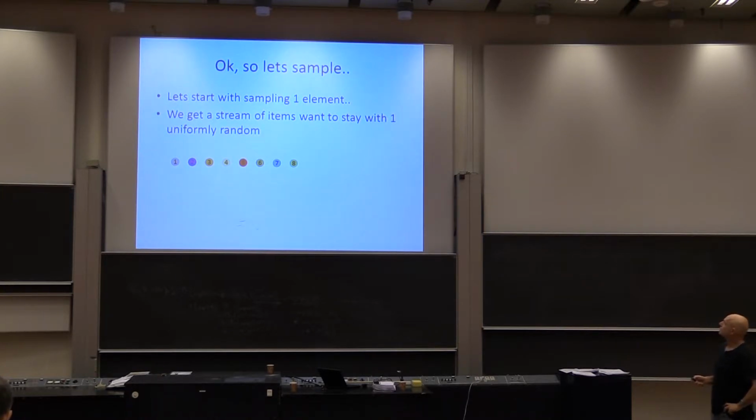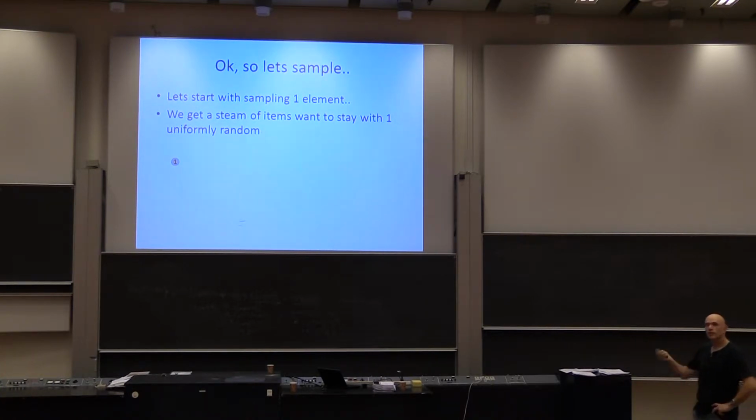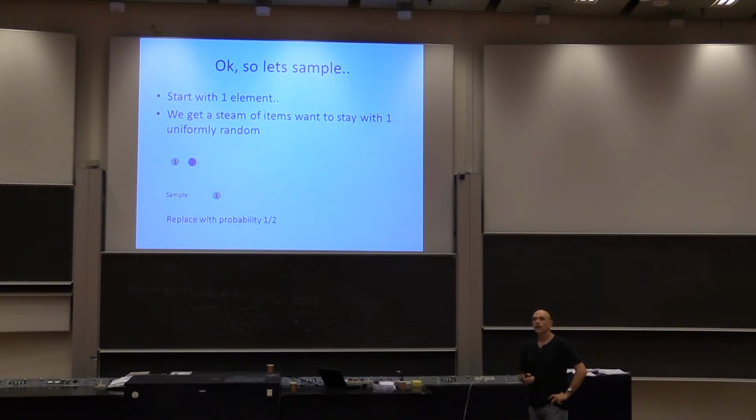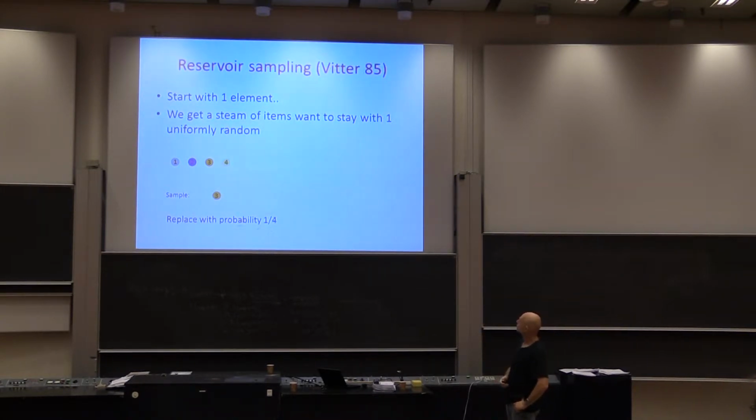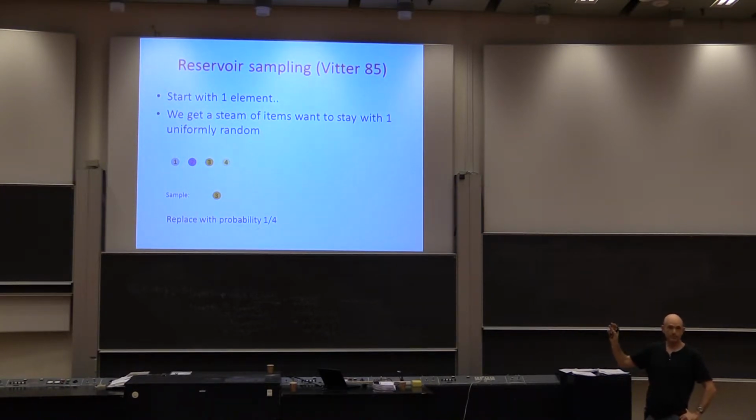There is a very nice way to do it, a very old way. I show you the first item, you take it, it's your sample, you don't have any choice. I give you the second item, you flip a coin and with probability half you switch, discarding the one that you have. Then I show you the third one, and with probability 1/3 you discard the one that you have and switch to this one. You flip a coin, and if it comes up heads, which happens with probability 1/3, you switch, and so on and so forth. It's an easy exercise, which I'm not going to do, to show that at any point in time you have a uniformly random item. It's called reservoir sampling, very old, by Vitter.